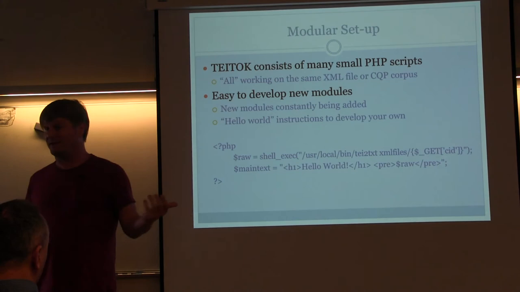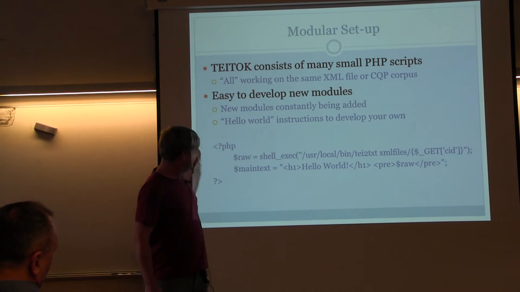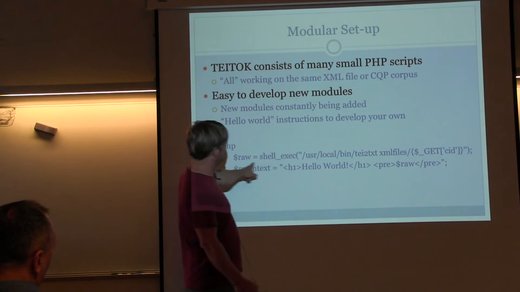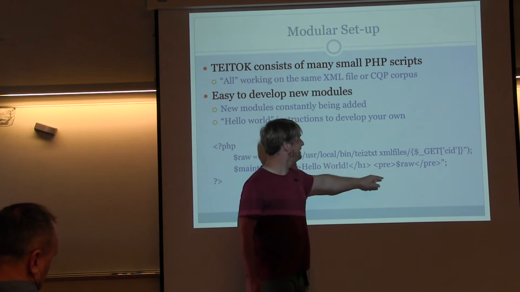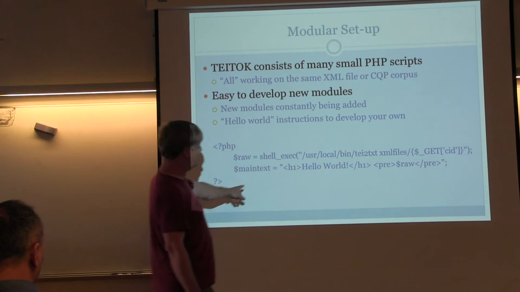So this is a hello world instruction for TEITOK. You simply put something in a variable and the system will pick up on it. And there's a bunch of different things in which you can do this. This would make use of a shell command called TEI to text, which would take TEI and produce text, presumably because there is no such tool, I think. Well, there are actually a few of them, but none of them are called like this, I think. And it will get whatever file I indicated on the command in the URL that we want to take. So this will give you a plain text representation of the document. It will say hello world first, and then it will give you the plain text representation of the document.